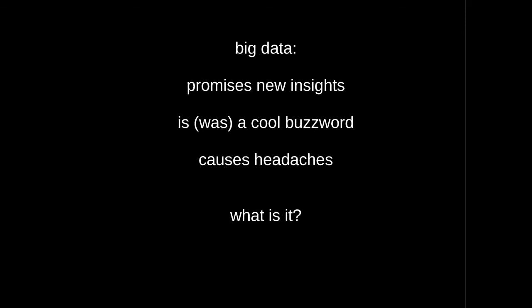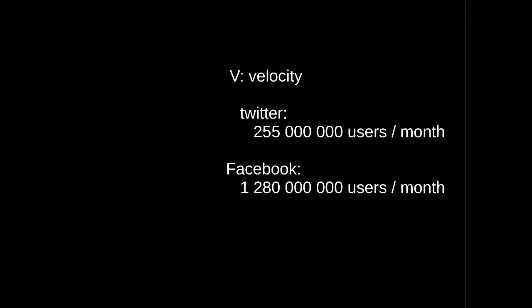We can maybe get some definition of big data and how it relates to social media. Gartner like to define it with their 3V model. So the first V is velocity. The data should be coming at a very high speed. Twitter has 255 million users writing and creating content every month. Facebook has 1.3 billion users per month writing and creating content.